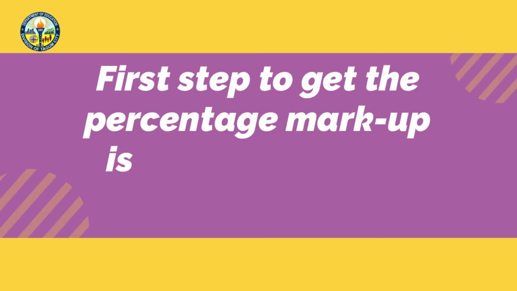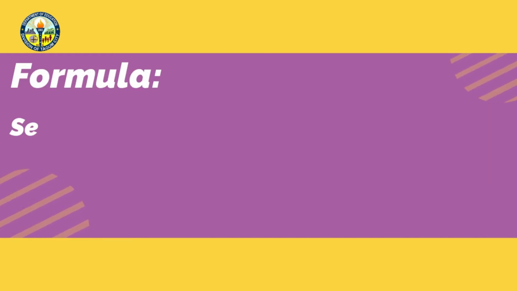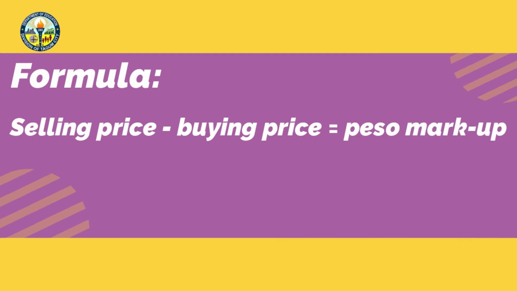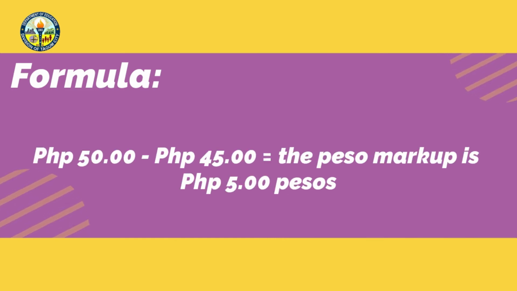Remember, the first step is to calculate the peso markup. Let us use the formula. Selling price minus cost or buying price is equal to peso markup. 50 pesos minus 45 pesos is equal to the peso markup is 5 pesos.